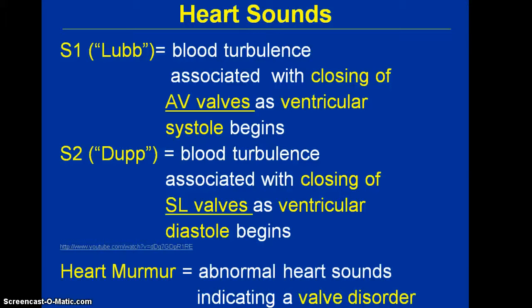If somebody is diagnosed with a heart murmur, that means that there's an abnormal heart sound. Abnormal heart sounds occur when valves are not closing properly, and that's known as a valve disorder. So in order to diagnose somebody with a heart murmur, you would listen to the heart and hear that the normal heart sounds are not there, that there are abnormal heart sounds, and so you would diagnose that individual with a heart murmur, probably caused by a valve disorder.